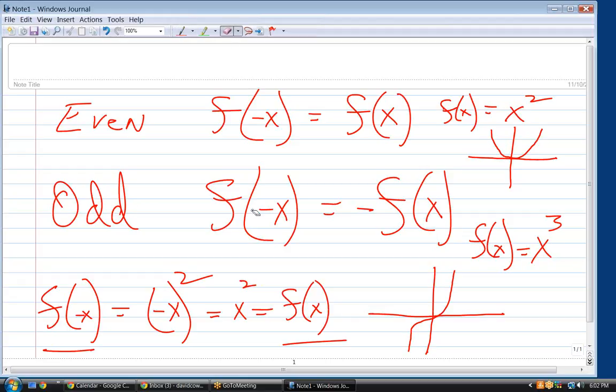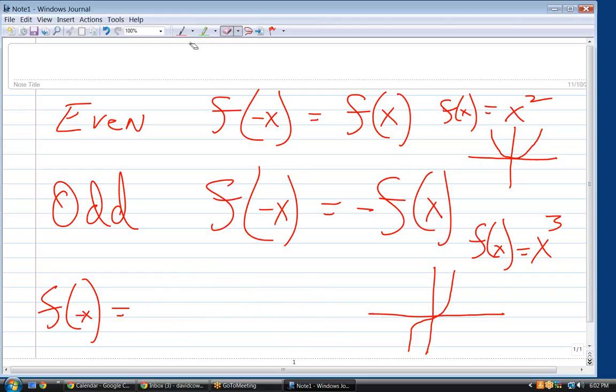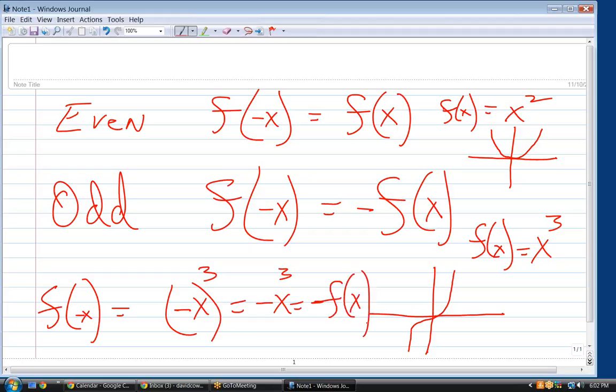All right. If we look at the odd function, f of minus x, well, that would be minus x cubed. Well, that's minus x times minus x times minus x. That's minus x cubed, which is minus f of x.